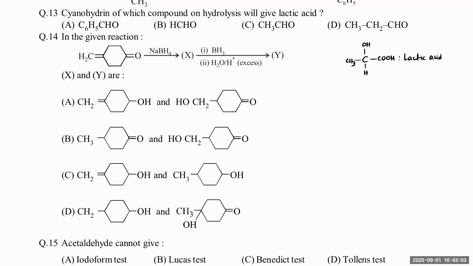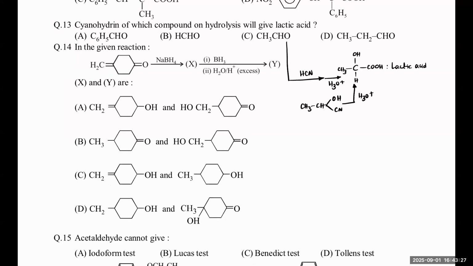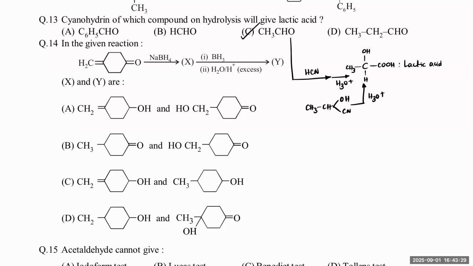So how would I get that? Simple. If I take this, react with HCN, followed by acidic hydrolysis. That's it. Because HCN will give you CH3, CH, OH, and cyanide. And you know that cyanide on hydrolysis will give you acids. Done. So which one is giving lactic acid? This one. Okay.